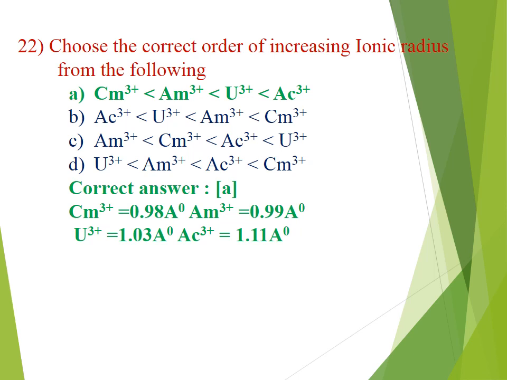And the ionic radii are given. For Cm3+ it is 0.98 Angstrom, Am3+ 0.99 Angstrom, U3+ 1.03 Angstrom, Ac3+ equal to 1.11 Angstrom. Therefore, Ac3+ has the highest ionic radius and Cm3+ has the lowest ionic radius. For this question, option A is correct.